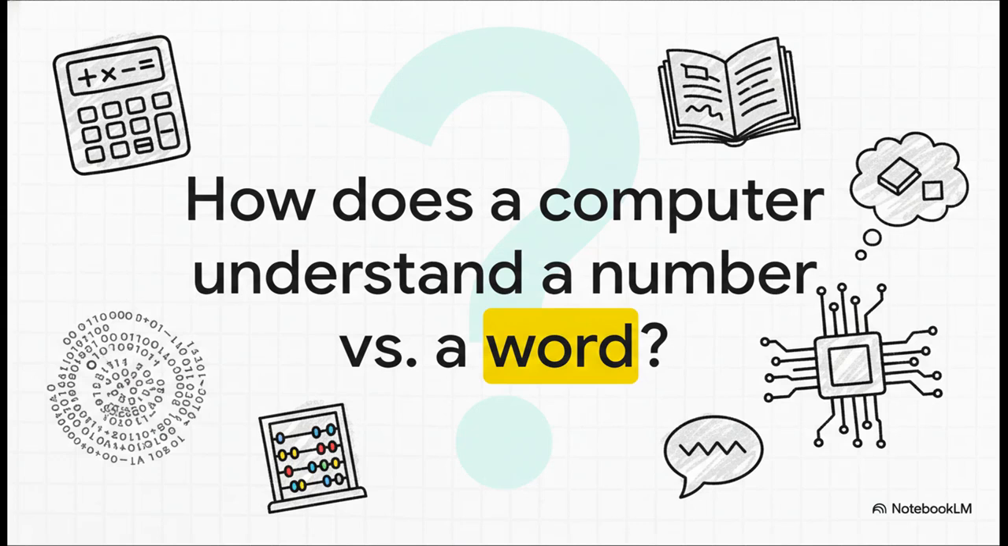When you and I look at the number 42, the word hello, and a grocery list, we instantly know they're different things. But a computer? To a computer, it's all just ones and zeros. So, how in the world does it know that you can do math with 42, but you can't do math with hello? Well, that's the magic behind something called data types, and that's exactly what we're going to break down.